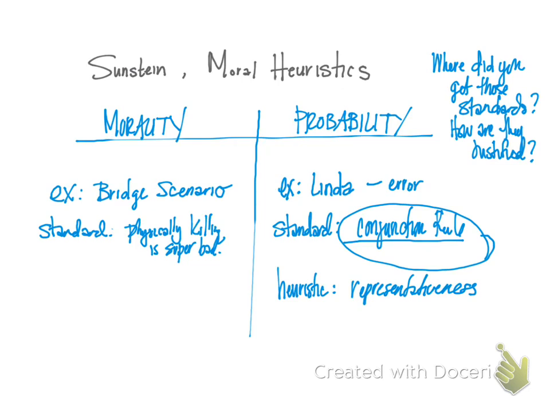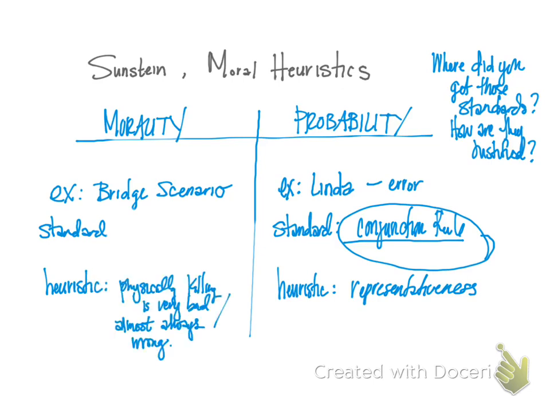Okay. Sorry, this is confusing. That's not what I meant right there. I meant for that to be the heuristic, not the standard. So what heuristic are we using? Okay, so maybe that's the heuristic we're using. Just as we come up with a belief about Linda on the basis of the representativeness heuristic, we come up with a belief about the wrongfulness of pushing people in front of trolleys to save other people on the basis of the heuristic that physically killing is very bad, almost always wrong.